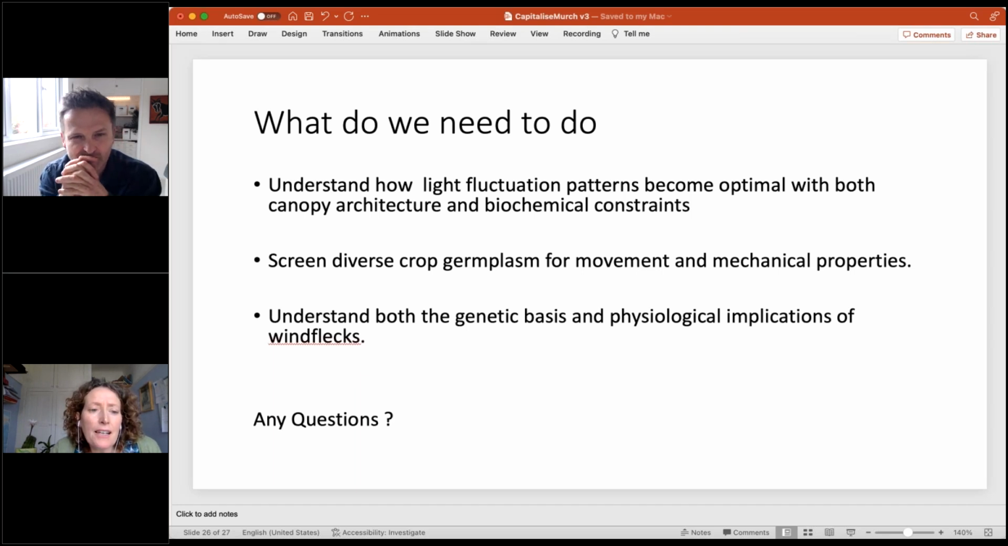So yeah, absolutely. I've got another question here from Teresa Fulga. Have you looked at the effects of wind flex on leaf temperature? And how would you say such fast changes affect leaf temperature, or is it too fast maybe?